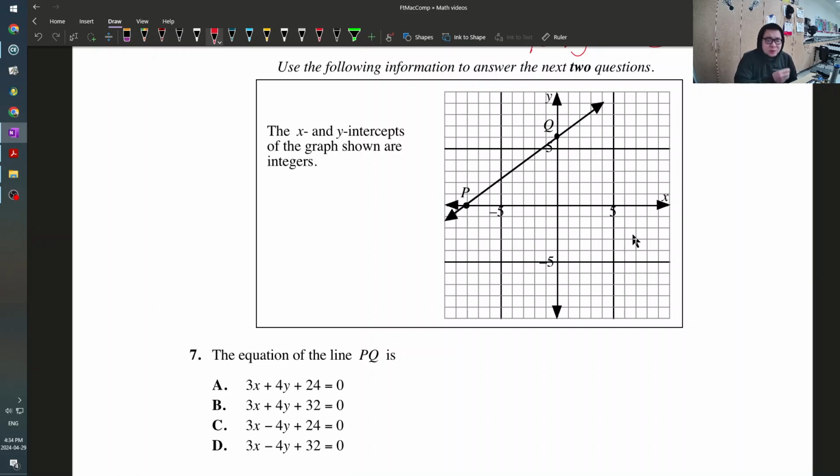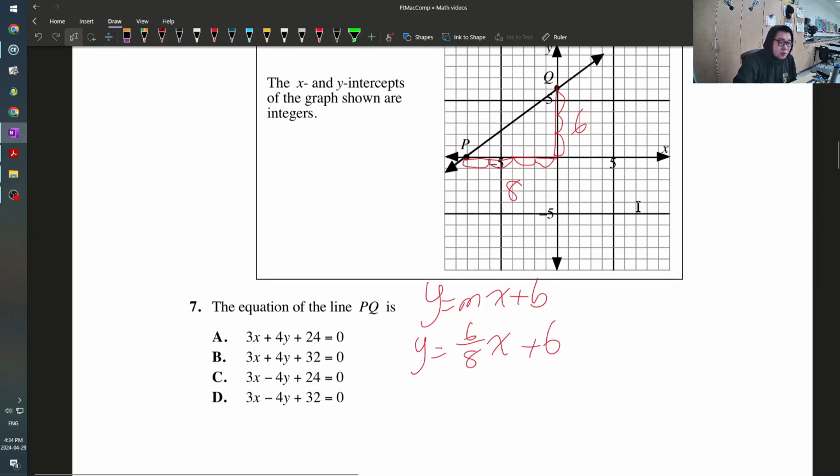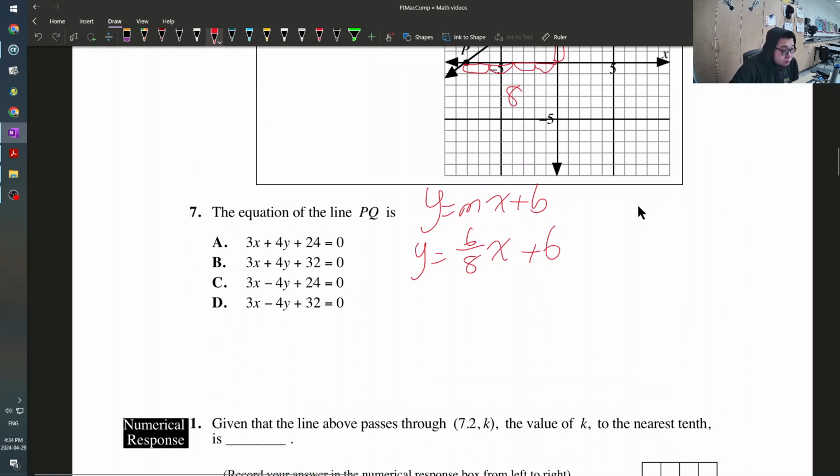A few ways to do this type of question. I would use the slope-intercept form. So y is equal to mx plus b. Let's take a look at the rise and the run. We'll just take these points. So rise is 2, 4, 6. Run is 2, 4, 6, 8. So y is equal to 6 over 8x plus, what's my y-intercept? 6. Okay, let's see.